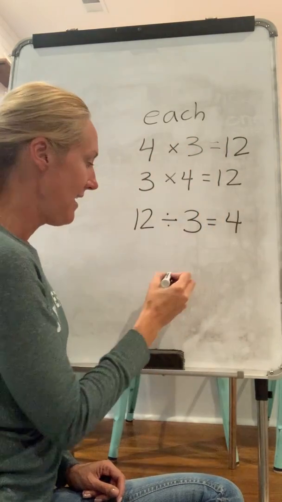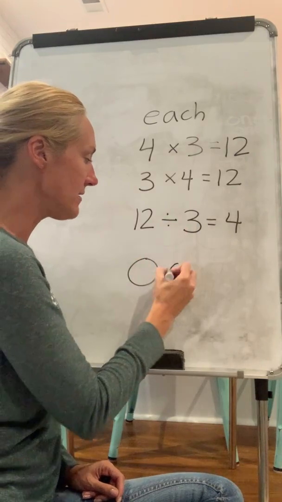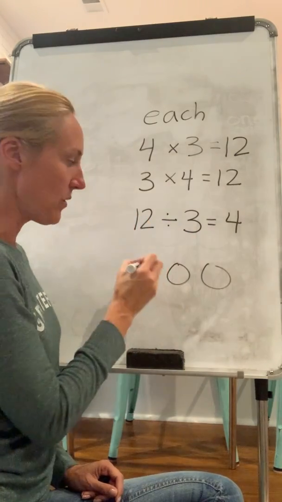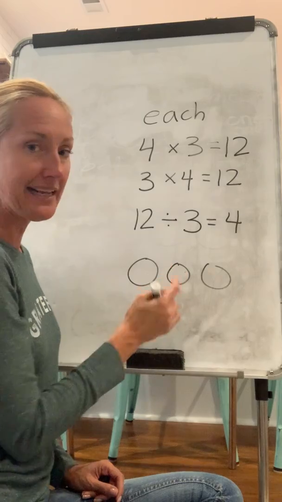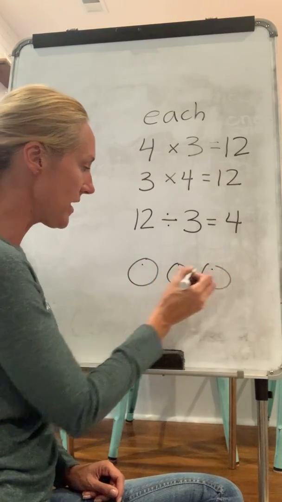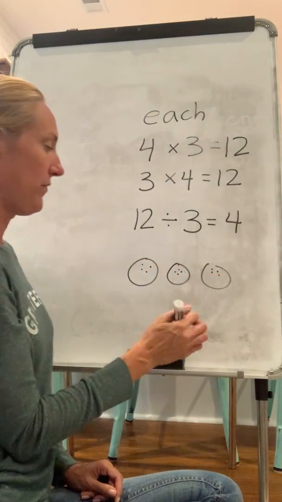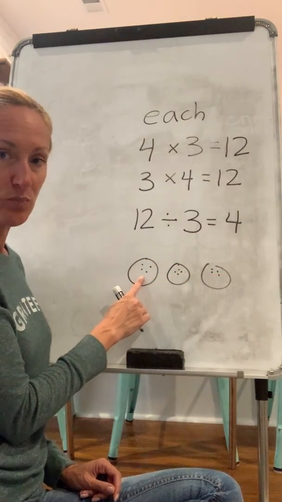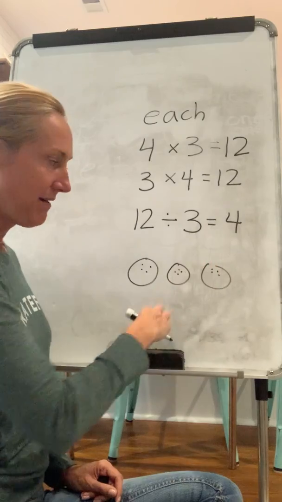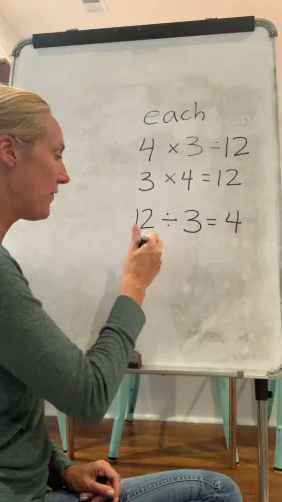And let's check it. So I'm going to divide it. I have 3 friends and I have 12 cupcakes. So I'm going to start to count out until I get to 12. 1, 2, 3, 4, 5, 6, 7, 8, 9, 10, 11, 12. So how many cupcakes did each person get? 4.